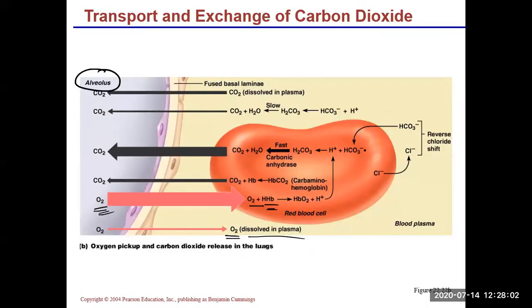Everything is in reverse. In other words, now bicarbonate moves in and chloride goes out. That's a chloride shift again, a reverse chloride shift. And now the bicarbonate can combine with the hydrogen ion that was carried by the hemoglobin. Because they have the carbonic anhydrase, this is pretty effective and fast.